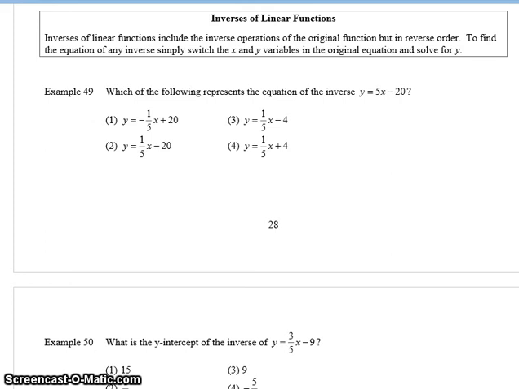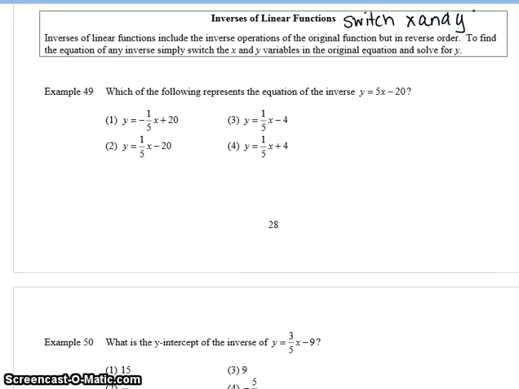This is Unit 2, Day 7. So we're starting off with inverses of linear functions. The other day we talked about inverses. You have to memorize that you are going to switch the x and y values. But now we're getting more into the functions themselves and the equations.